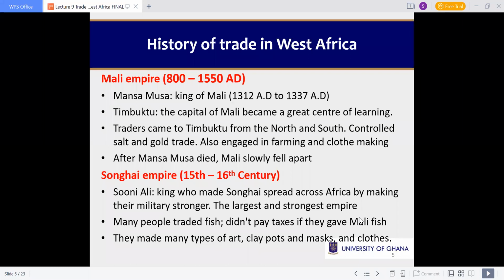Now, most of these countries, apart from Burkina Faso, Niger, and Mali, have seas. And if you have a sea, automatically you have a coast. Most of them have natural harbors. Freetown has a natural harbor. These are the countries you can talk about when you talk about the coast.